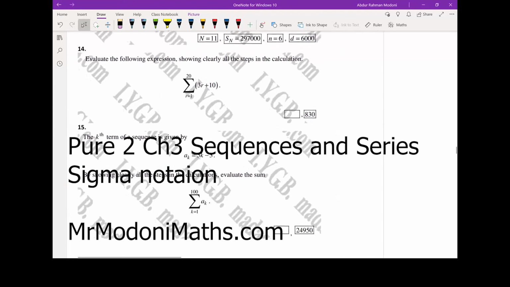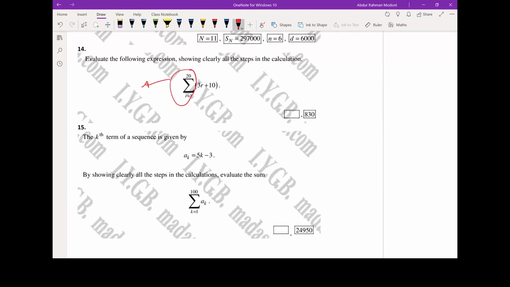So when you see this, it's nothing to be afraid of. All of that means is it's a summation. Okay, it's a series where you're adding terms. So sigma means sum here, which means you're looking at a series.